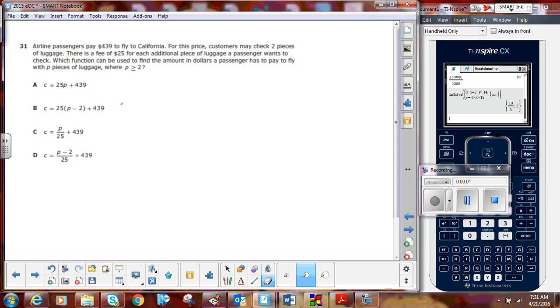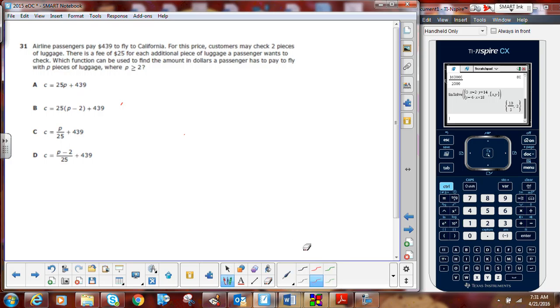Okay, we're gonna do questions 31 through 35, and these questions are easy to do. So let's see. An airline passenger pays $439 to fly to California, and for this price, the customer may check two pieces. So the two pieces are included at 439. Two pieces of luggage. There's a $25 fee if the customer takes extra luggage. After two pieces, if he takes three pieces, they will charge him $25 for each additional luggage.